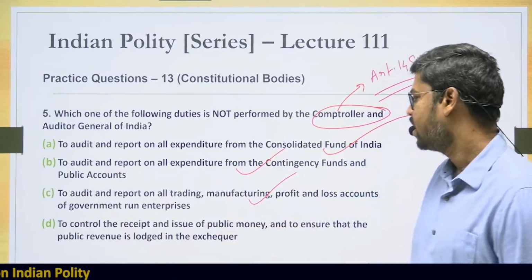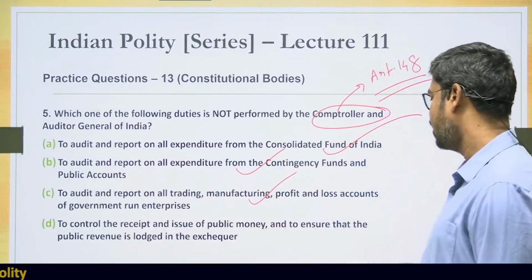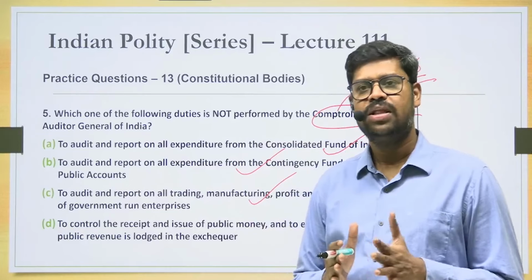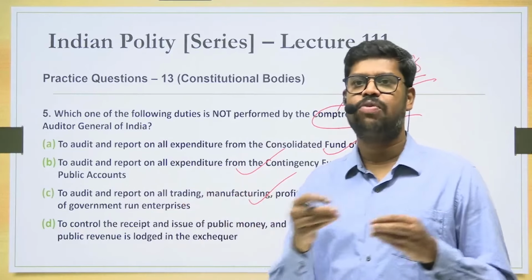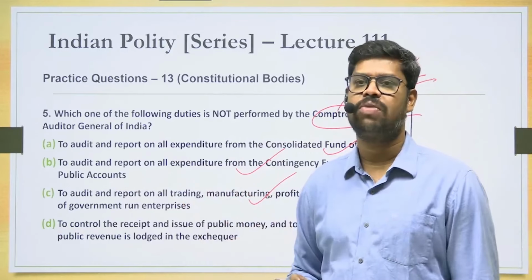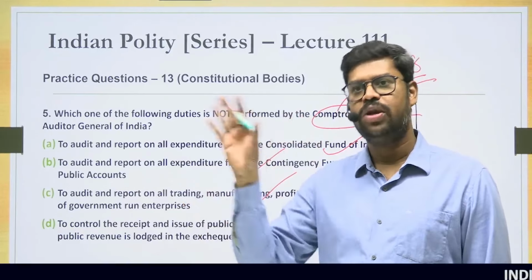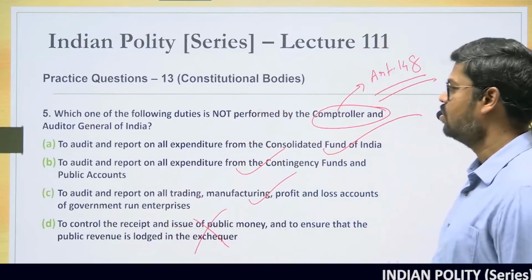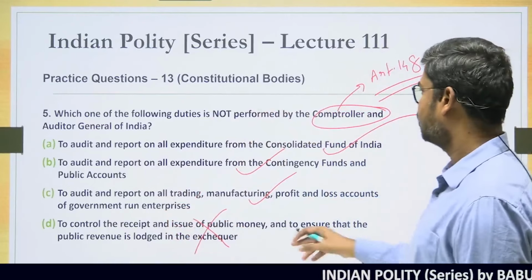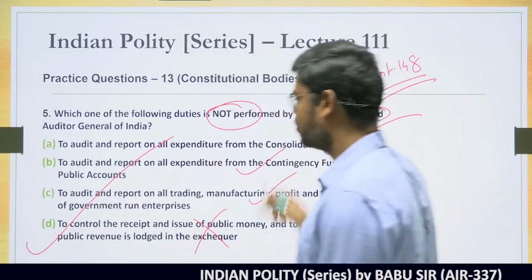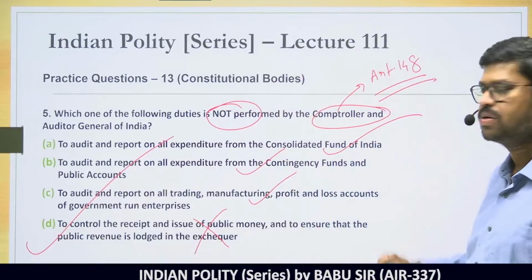To control the receipt and the issue of public money and to ensure that the public revenue is lodged in the exchequer. No. They will not see whether the money is collected properly and getting credited into the consolidated fund of India. That is not the role of the Comptroller and Auditor General. Their role is only to audit the accounts and not these things. So this is definitely wrong, and because they are asking which of the following is not, the right answer is option D.